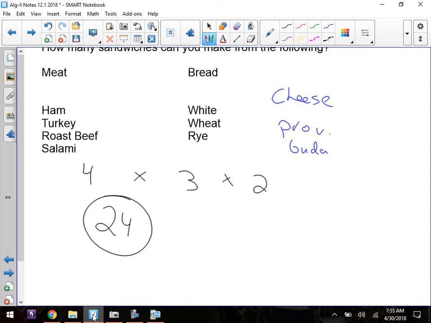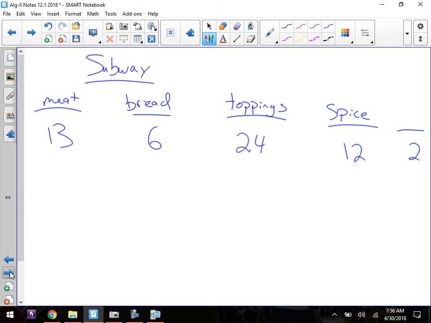Now, that doesn't seem so bad when you're talking about just that many, but think about Subway. When you go into Subway and start thinking about all the different types of meats and stuff that they have, we actually counted this out. I think last year we went on their website and looked at how many different types of meats they had, different types of bread, different toppings, spices, like mayonnaise, oil, vinegar, salt, pepper, all that kind of stuff. And then the last one is 2: toasted or non-toasted.